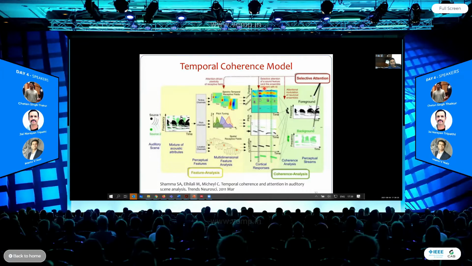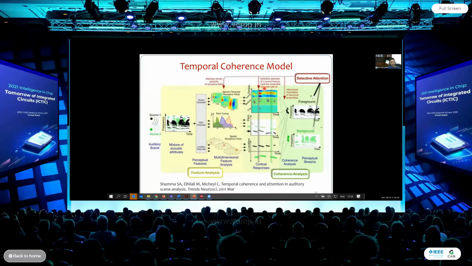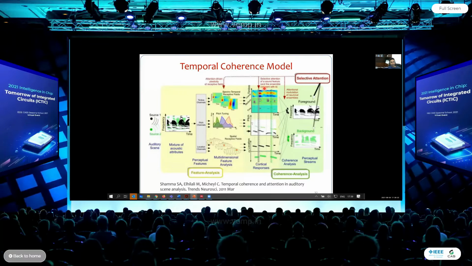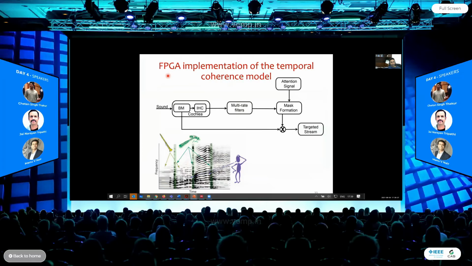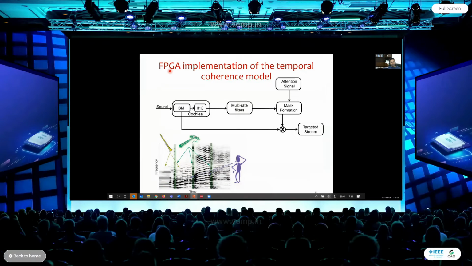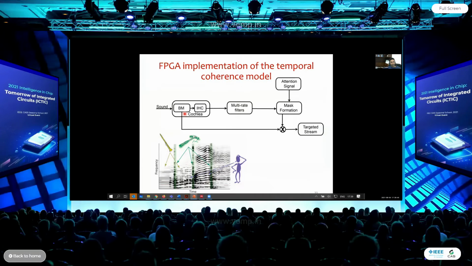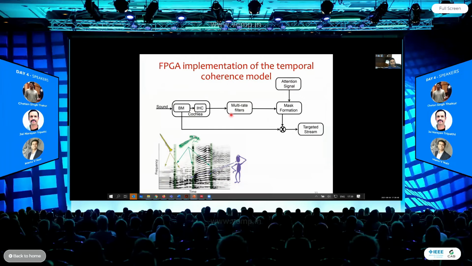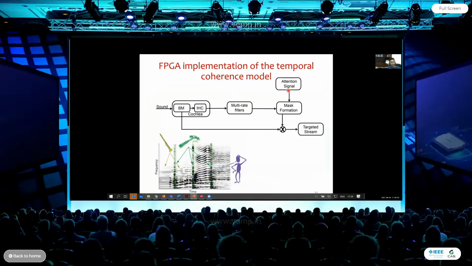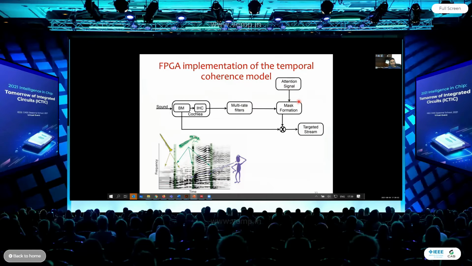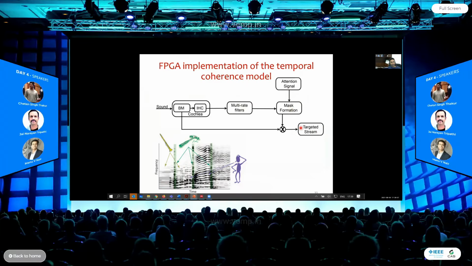Which could act as an attention, so that you are able to segregate only the sound of a person you are interested in, right? So that's the overall idea about this temporal coherence model. And then we went ahead and built this temporal coherence model on FPGA, where we use this cochlea as a pre-processing stage, which creates the spectrogram, and then we have this multi-rate filter, which is similar to STRF, a spatial temporal receptive field, and then we use the attention signal to segregate a particular stream out of a mixture, and then we are able to get the target stream.